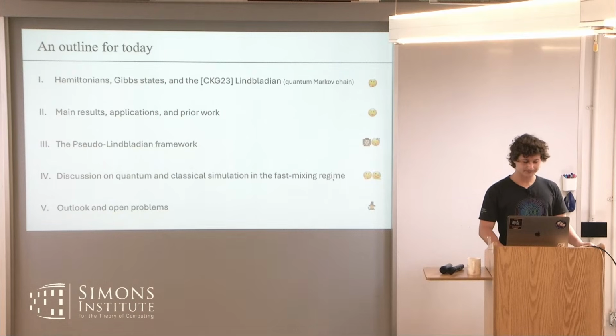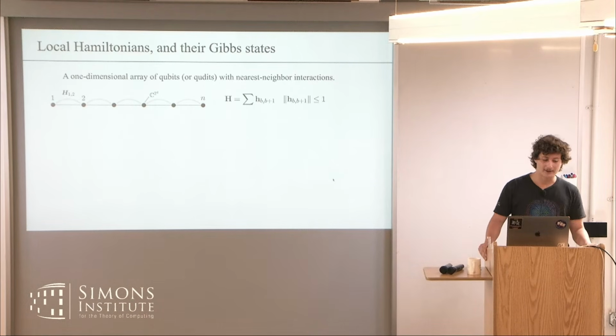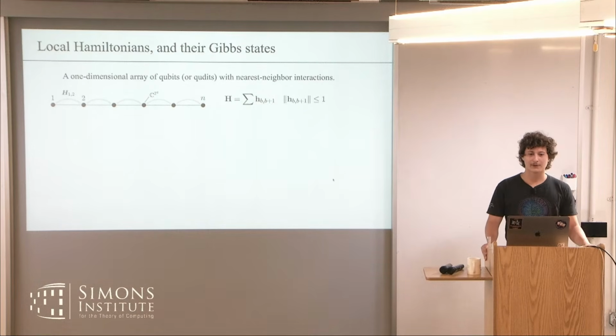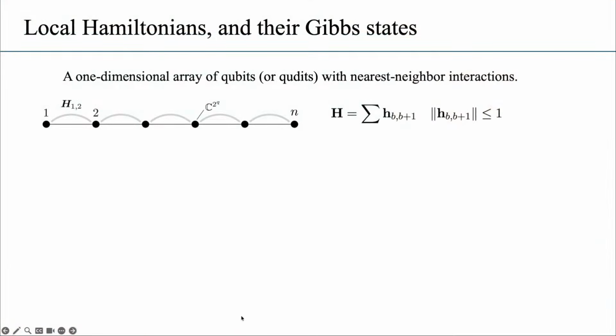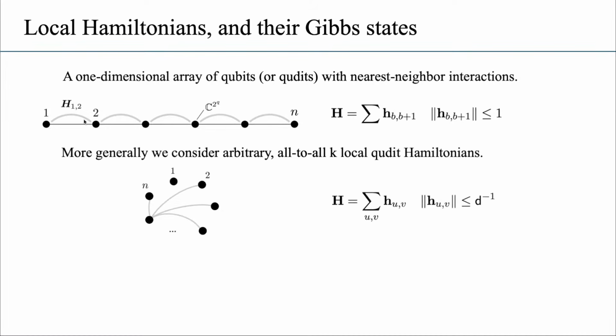Great. So today we'll be talking a lot about local Hamiltonians. And I've pictured here perhaps the simplest family of local Hamiltonians, which are one-dimensional quantum systems. So here you imagine you have an array of n qubits where the qubits interact with their neighbors, and each interaction is captured by a 2x2 matrix, or over q qubits, a 2 to the q by 2 to the q Hermitian matrix. More generally, we'll be talking about arbitrary all-to-all k-local Hamiltonians.